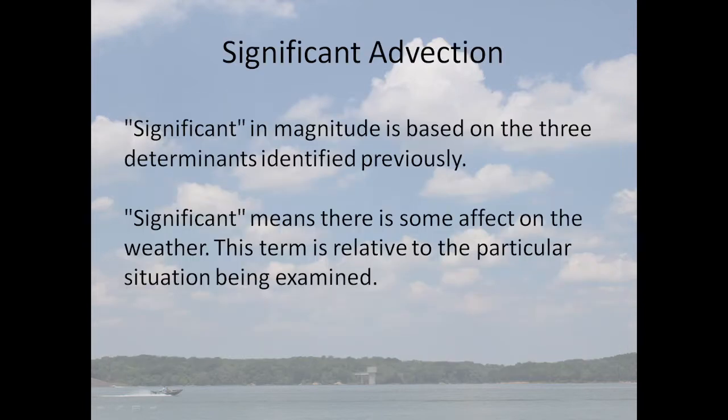Okay, so significant advection: what makes it significant is that the magnitude is based on the 3 determinants identified previously. The pressure gradient, or contour gradient, the speed of the wind, and the temperature or moisture amount that's being advected, the gradient, say the temperature gradient. So temperature gradient, pressure gradient, and wind speeds.